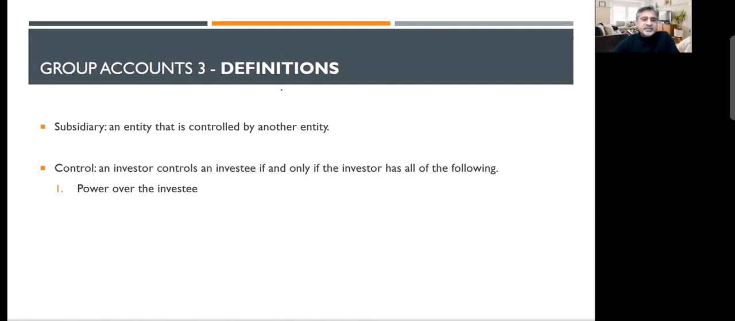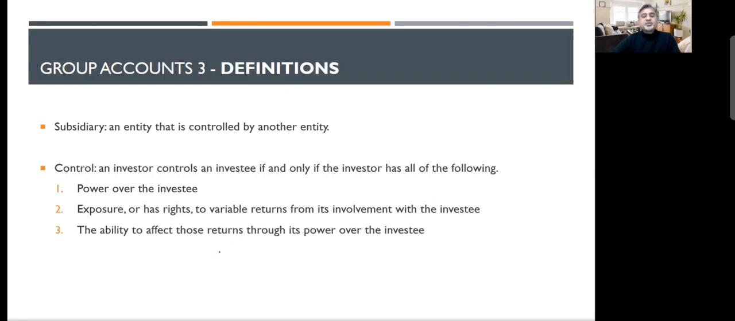Number one, power over the investee. Number two, exposure or rights to variable returns from its involvement in the investee. And number three, the ability to affect those returns through its power over the investee. So this is the outcome. Control means these three things. And these three things will happen when you have ownership of 50%, or you have a contract that you will manage the business, whatever.